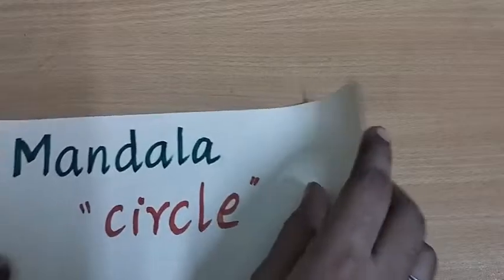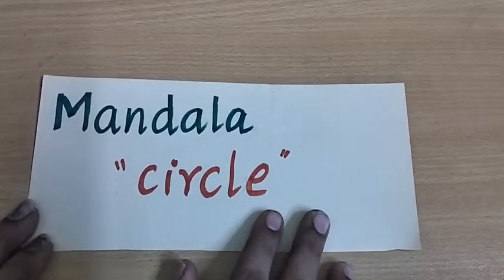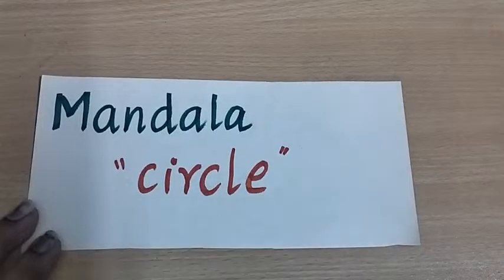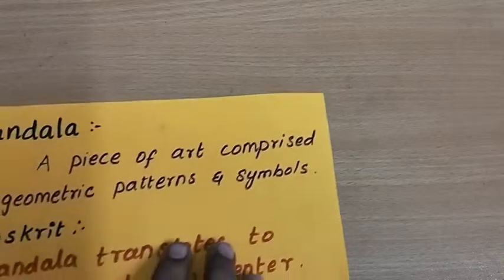Mandala is nothing but a circle. Simply what you have to say is, what is mandala means, mandala is a circle. So all your designs and patterns come in layers of patterns and circles. So mandala is a circle. Next, what is the meaning of mandala? We can see what is the meaning of mandala.